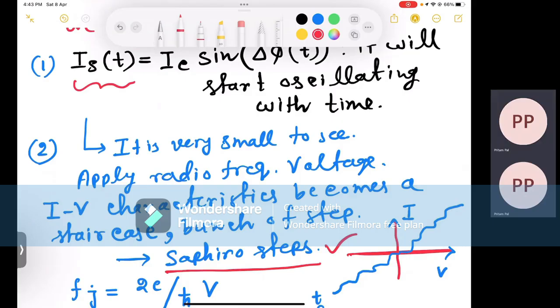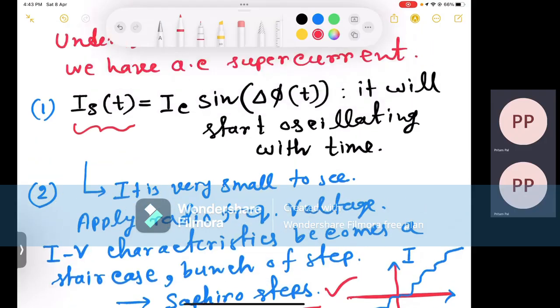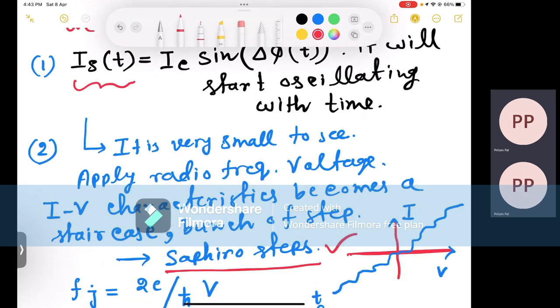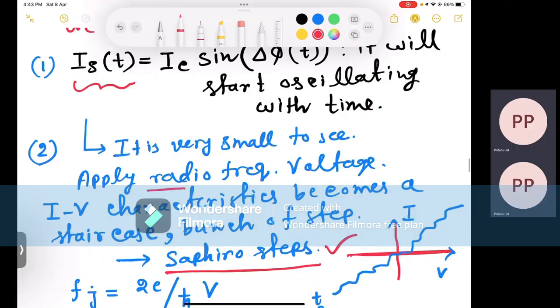Now basically all we need is to measure the current after applying the voltage. But there has to be some detectable current, right? If we can't detect it, then there is no meaning. If we apply some random voltage, we cannot detect it. So to detect, we have to apply a radio frequency voltage. Only then will the IV characteristics become a staircase. So it will give you a staircase-like IV. That is called the Shapiro step.